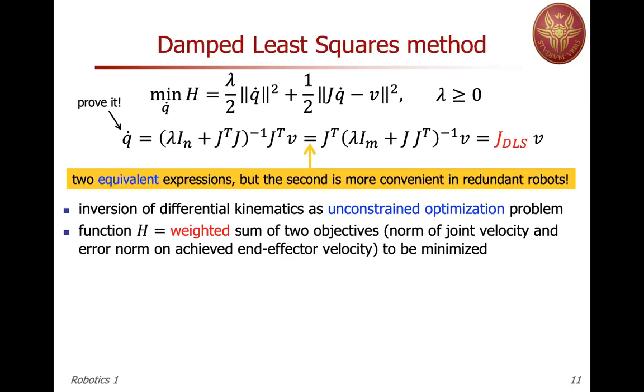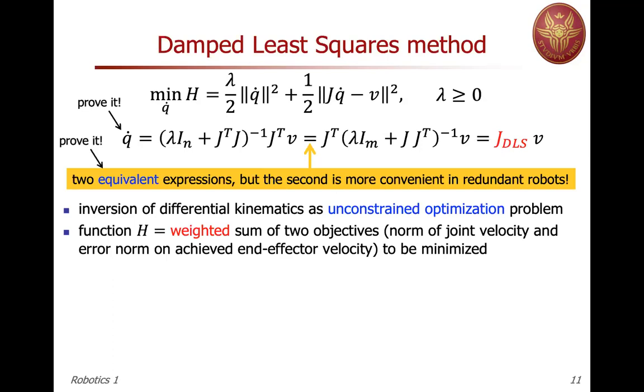Now, this formula has a second expression where things have been moved around. So instead of writing the inverse of an n by n matrix and then multiplying by J transpose and then by V, we multiply J transpose by the inverse of an m by m matrix. And if m is equal to n, then of course I didn't get any convenience in doing this. But if m is strictly less than n, like in the redundant case, the second formula is much more convenient.